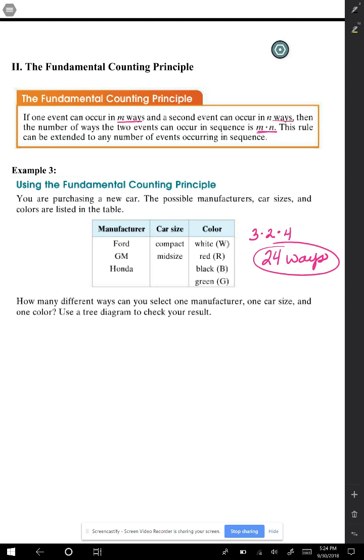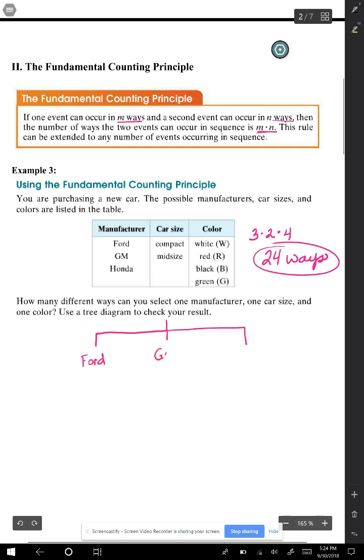Now we're going to draw a tree diagram to show that this is how it works. So you start and you come off with your first one, and you have 3 different manufacturers. So that would be our first set of branches. And then off of each of those, you have 2 car sizes that you can choose. So you can choose compact or midsize.